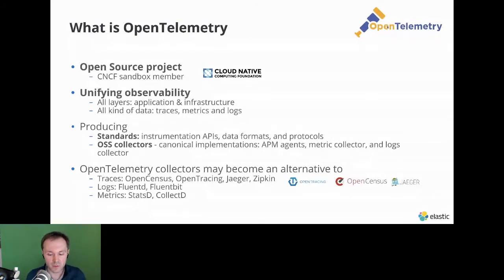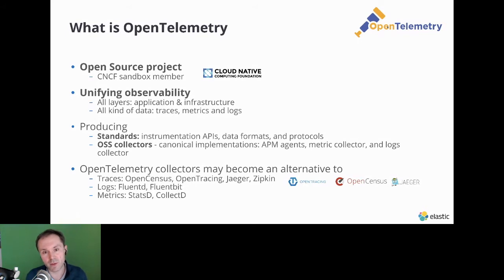Another important point on OpenTelemetry, it's likely to become an alternative to some things that we've been using so far. On traces, you can think of OpenCensus, OpenTracing, Jaeger, and Zipkin for the collection layer of this. So OpenCensus and OpenTracing being the collection APIs. They are likely to become alternative to this. And we see that Jaeger typically is embracing OpenTelemetry. So this was for traces.